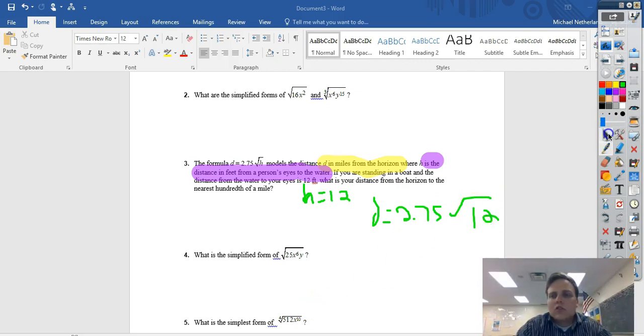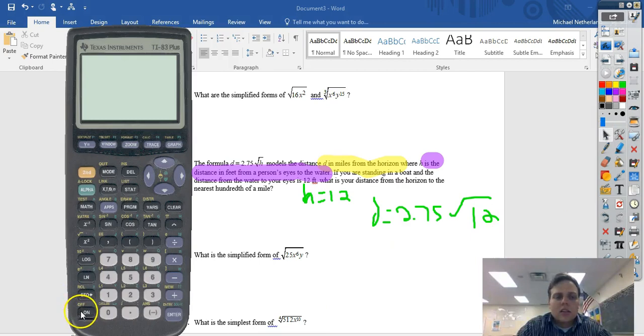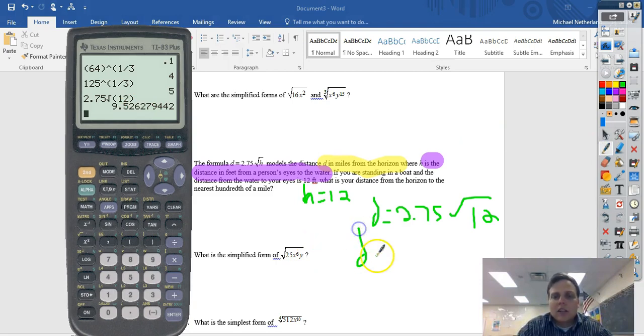So then we can just throw this all in a calculator, and we can just say, if I can get it to turn on, 2.75 second square root of 12. And we get 9.53, because that 6 bumps that 2 up when we round to the nearest hundredth. So we get 9.53. So d is approximately equal to 9.53.